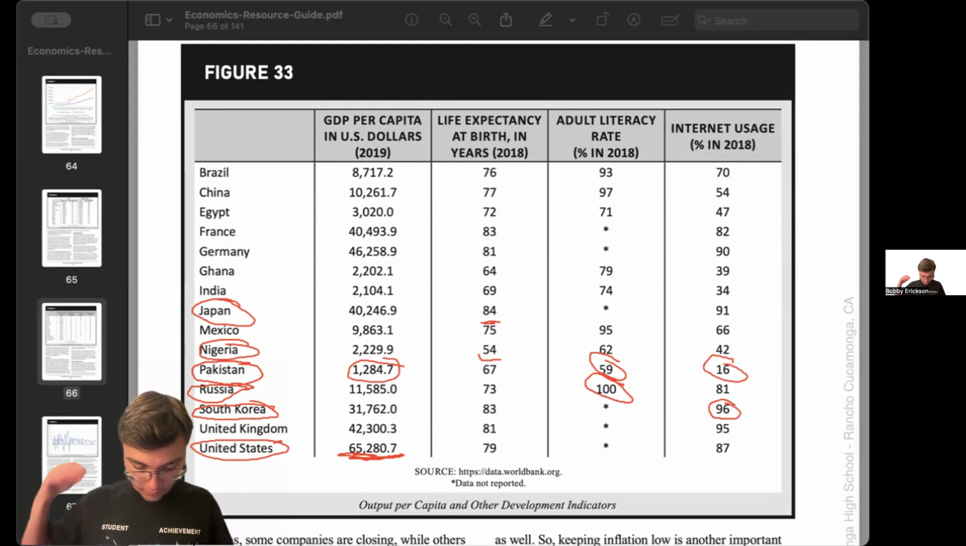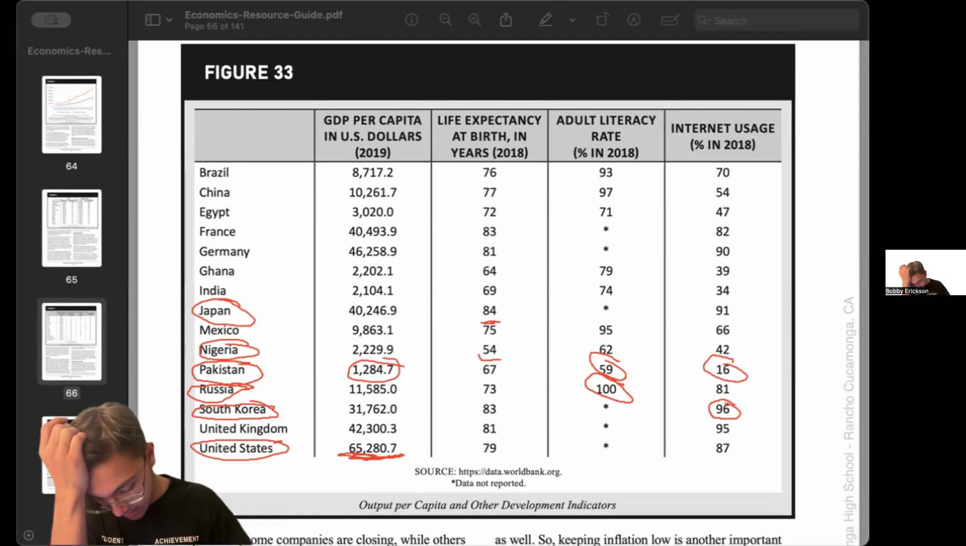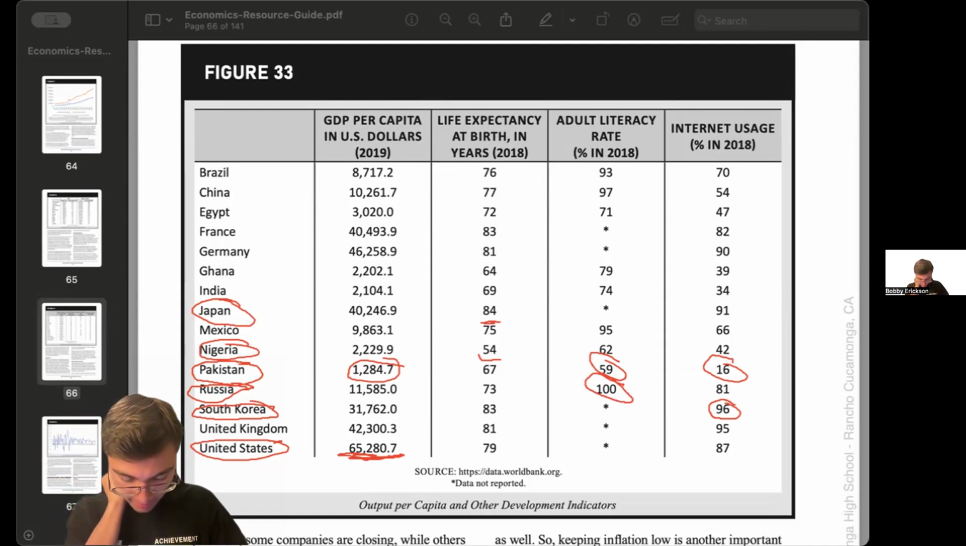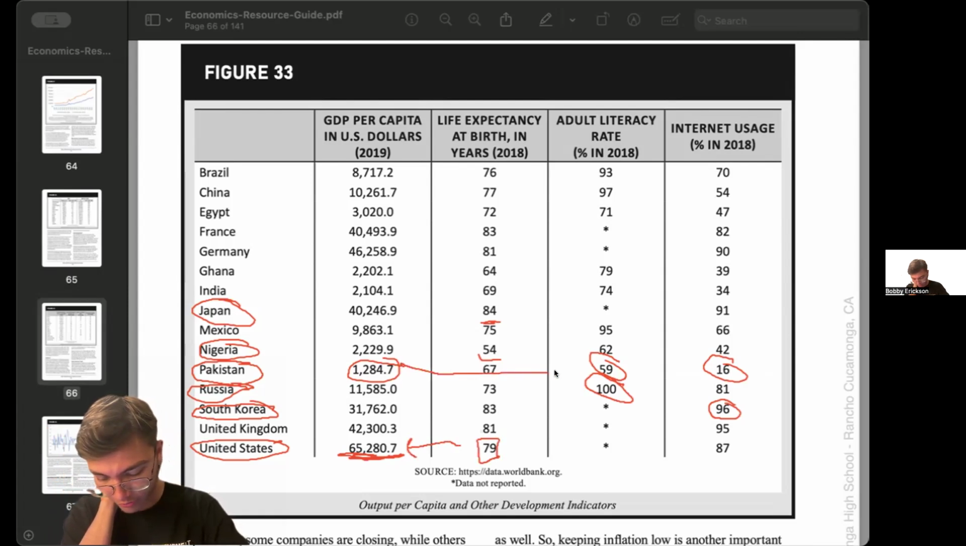So overall, we can see how these relate. Typically, lower life expectancies seem to be associated with lower GDP per capita, although the US actually has kind of a middle of the road life expectancy here, and yet we have the highest GDP per capita. But we can see that Pakistan here is the lowest for all three of GDP per capita, adult literacy rate, and internet usage.